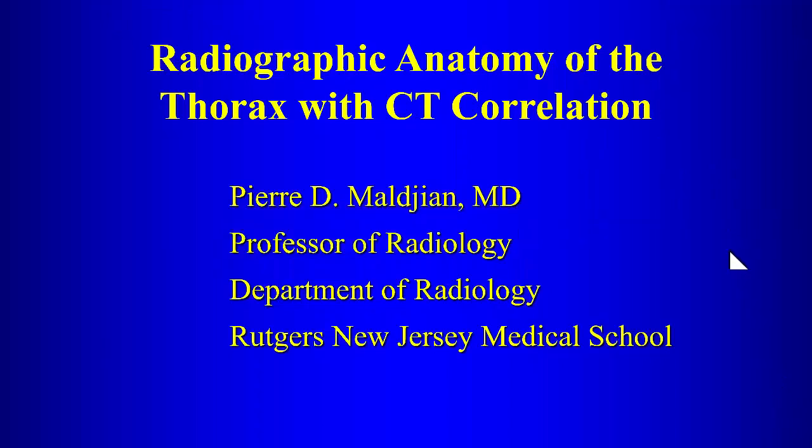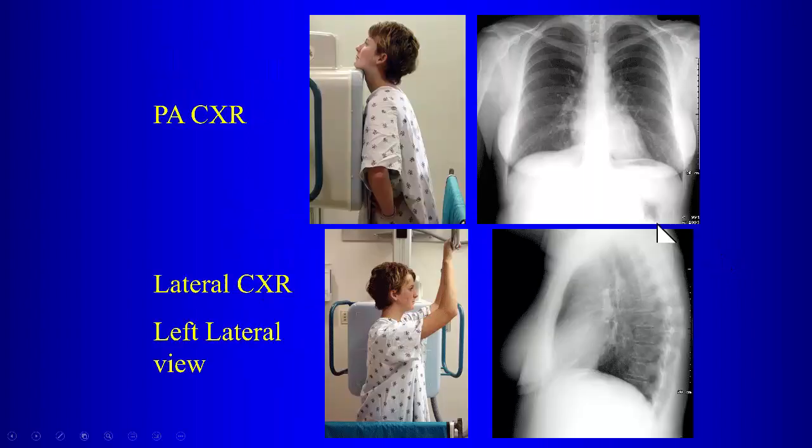All right, so today we're going to go over some basic anatomy with CT correlation. In terms of the routine views, the PA chest X-ray is the basic standard view, and it's done with the patient facing the image receptor. The X-ray beam goes from posterior to anterior through the patient. That's why it's called a PA, posterior anterior chest radiograph.